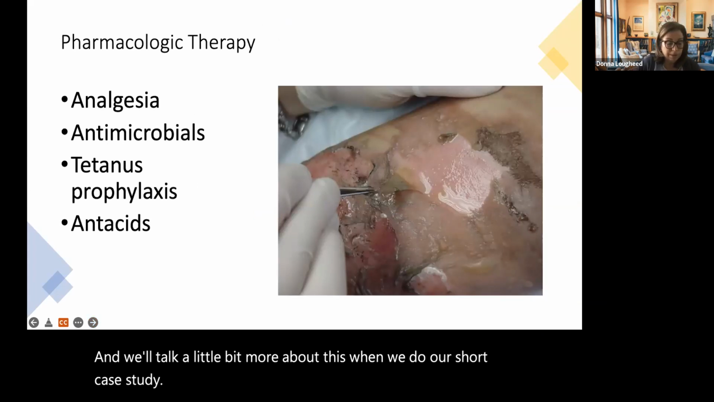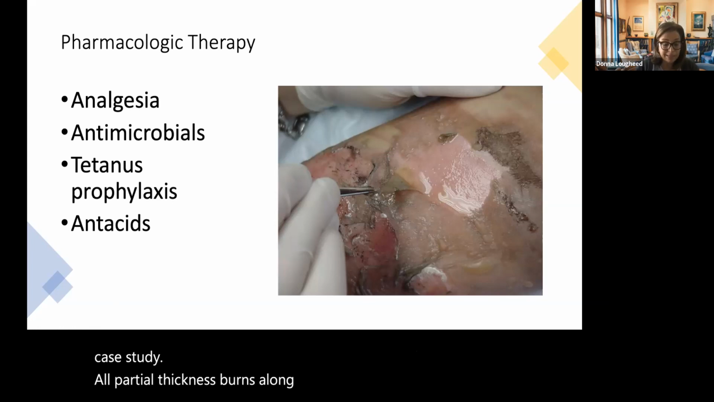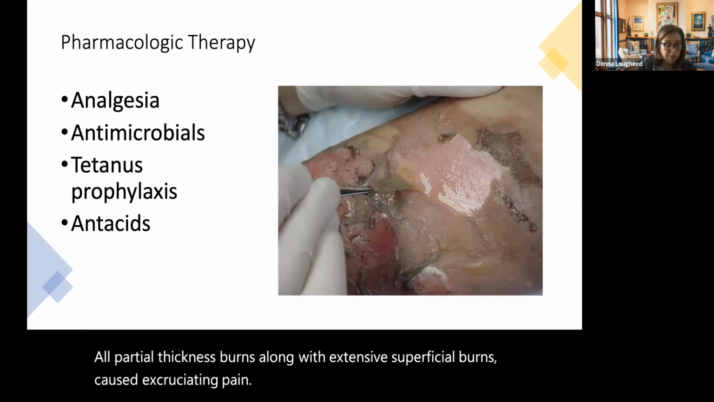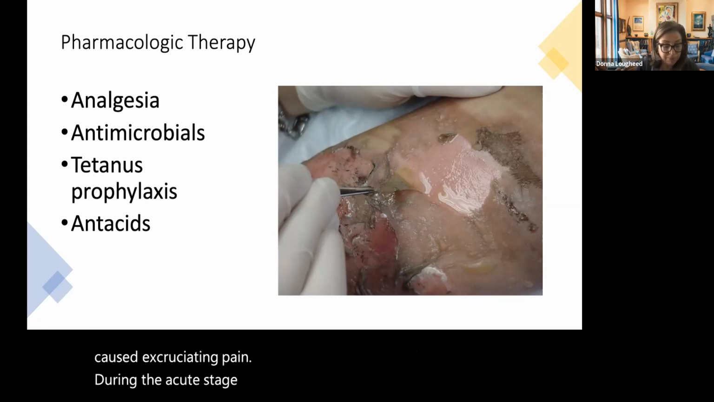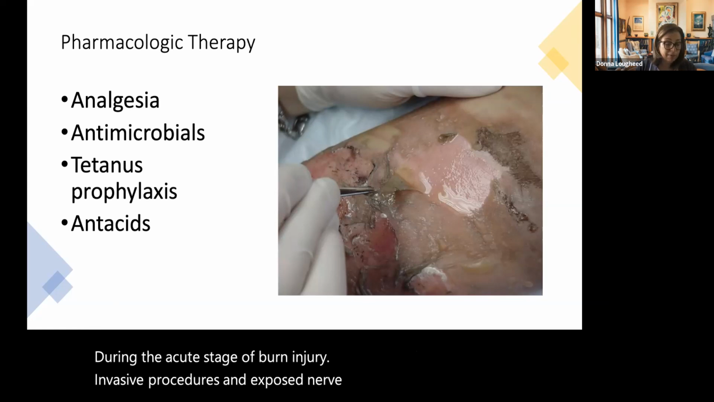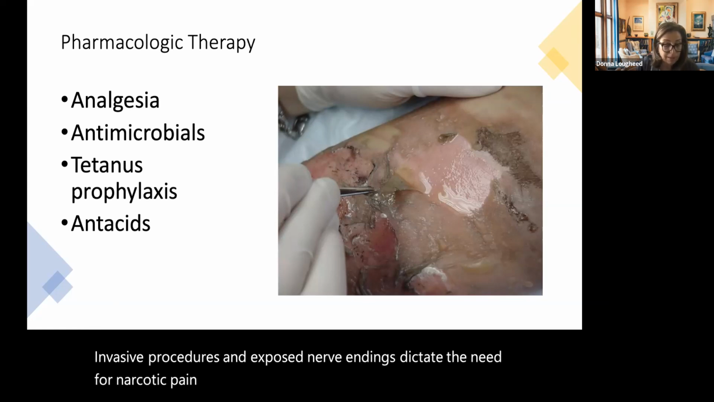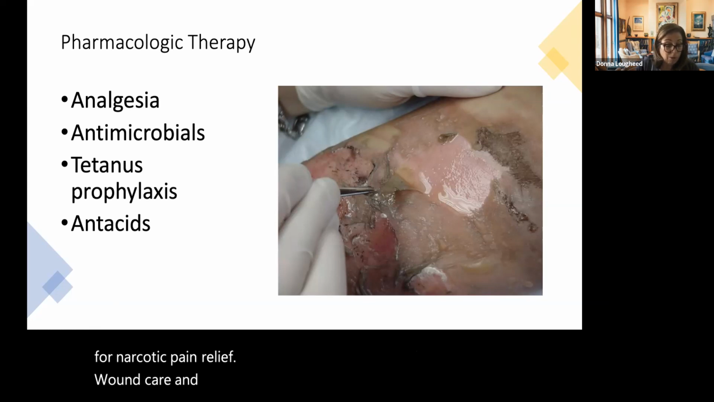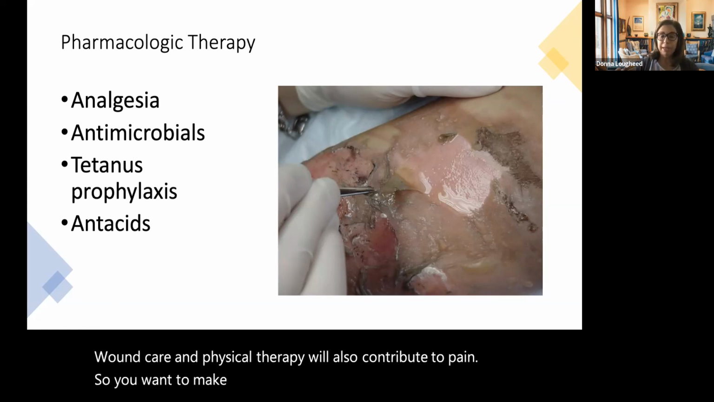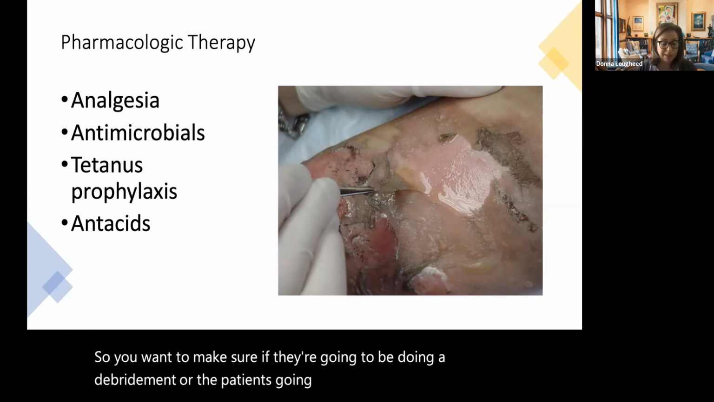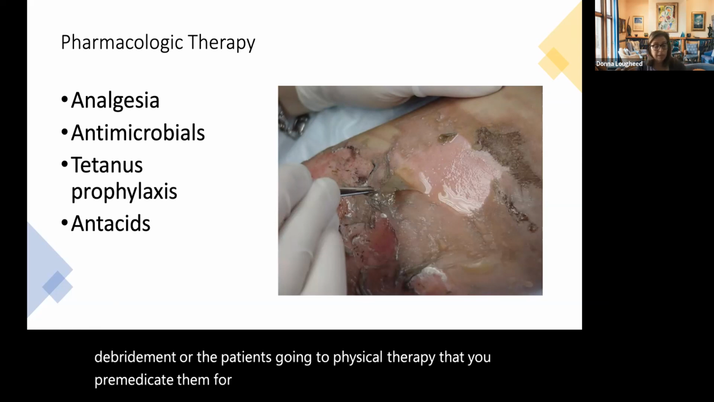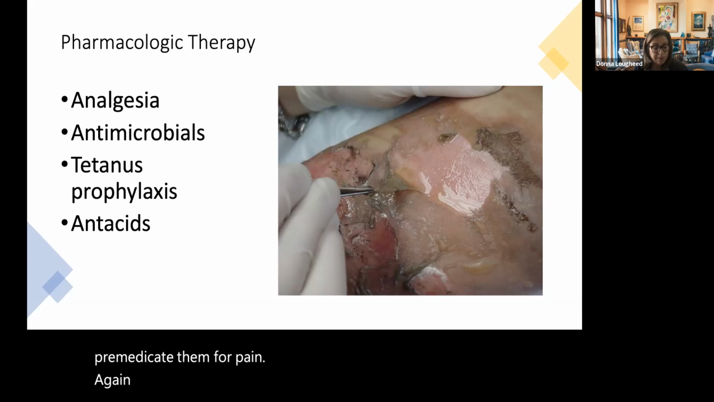All partial thickness burns, along with extensive superficial burns, cause excruciating pain. During the acute stage of burn injury, invasive procedures and exposed nerve endings dictate the need for narcotic pain relief. Wound care and physical therapy will also contribute to pain. So you want to make sure if they're going to be doing a debridement or the patient's going to physical therapy that you pre-medicate them for pain. Again, increased anxiety is known to increase the patient's perception of pain.